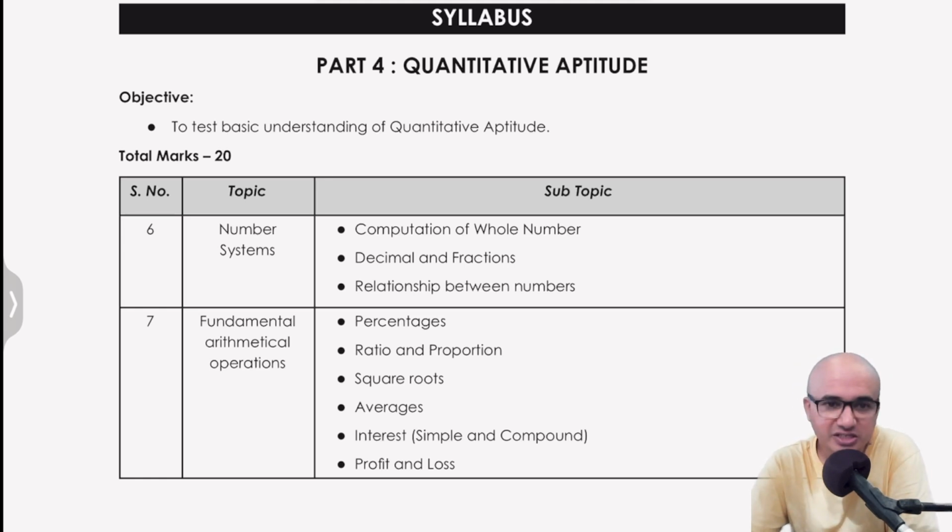Then comes chapter 7, which is fundamental arithmetical operations, wherein we have percentages, ratio and proportions, square roots, averages, interest, simple and compound interest, profit and loss. As far as the last 2, 3, 4 topics, they haven't given much in the material. So I'm not so sure if the institute will ask too many questions regarding those, but in any case, we'll be solving problems related to those as well. Okay. So now that we have had a brief overview of the subject, or rather the part of the subject, and also had a look at the subtopics of the syllabus, now we can directly get into the lesson itself.